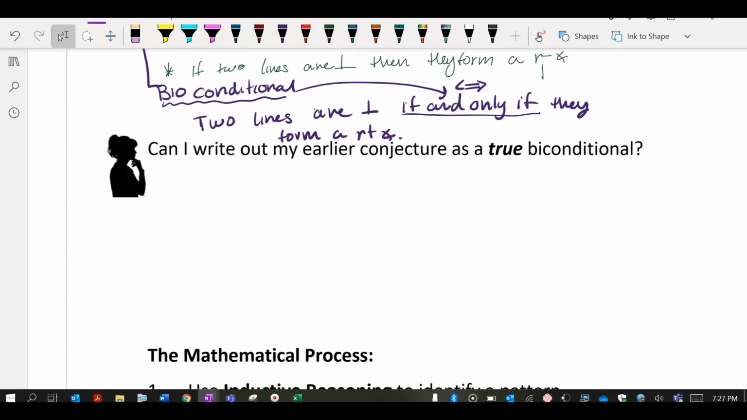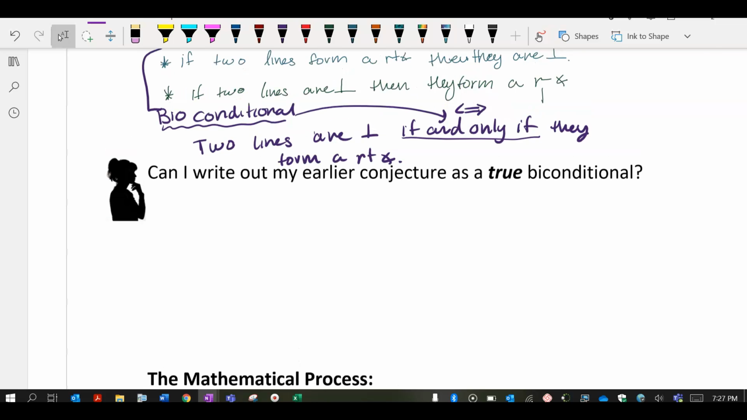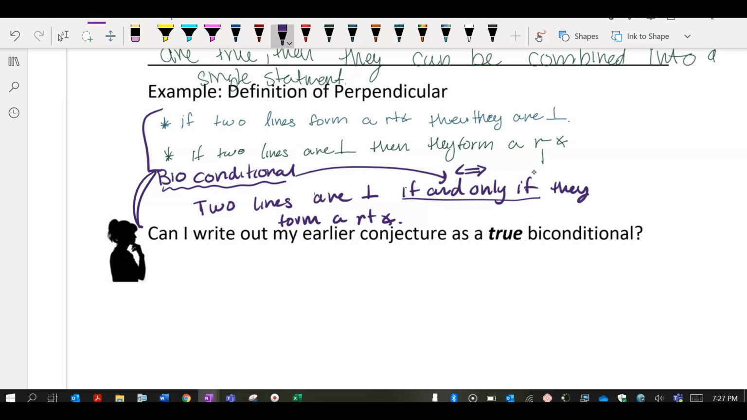All right, so now the next question says, can I write out my earlier conjecture as a true biconditional statement? Yes, we just did that right here.